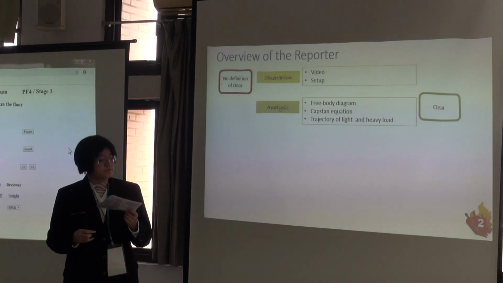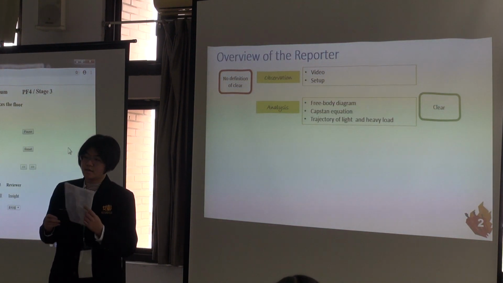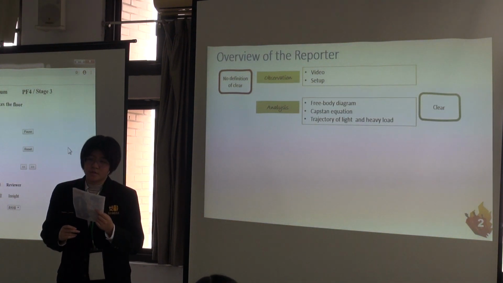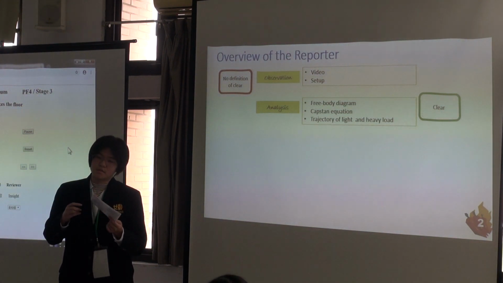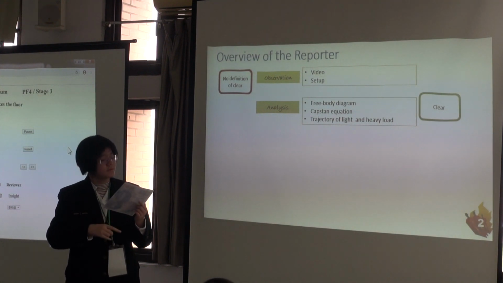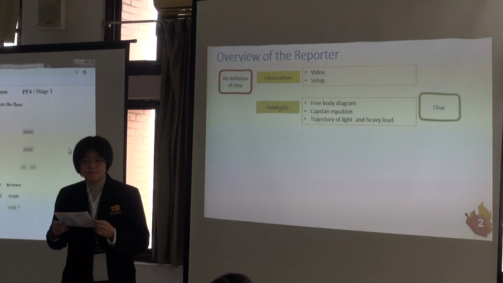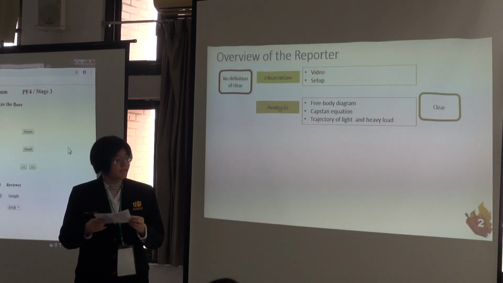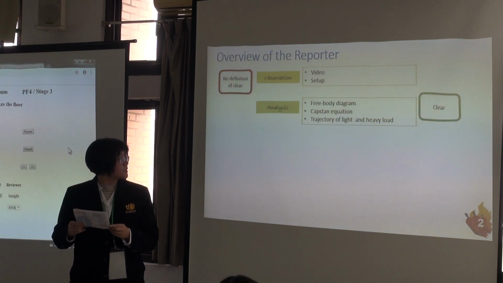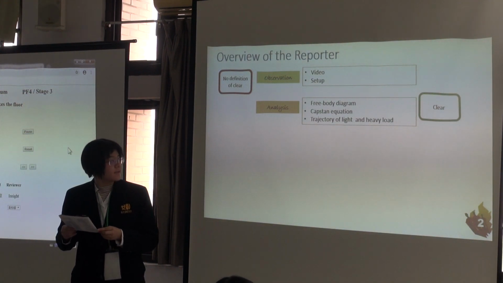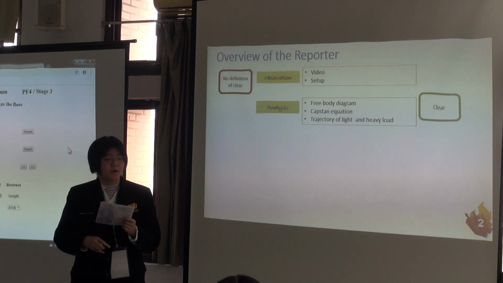They did not give a clear definition of the setup, because they included an electromagnetic generator, but in their setup picture I couldn't see it. So I think the setup picture is not clear at all. And in their analysis, including the free body diagram, the Capstan equation and the trajectory of the light and heavy loads, I think they do a clear analysis in this part.